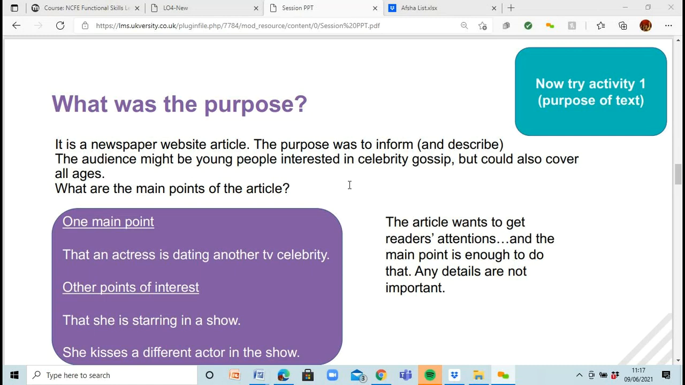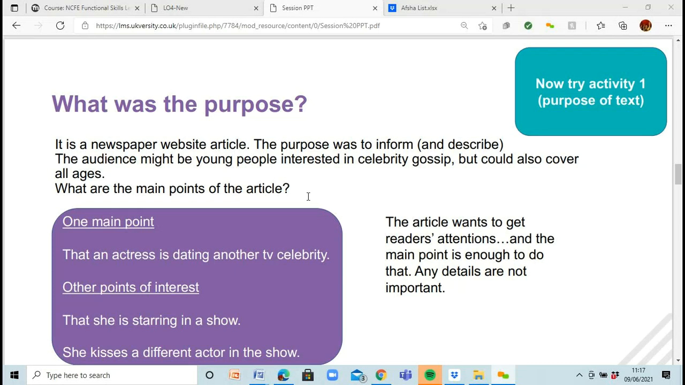The lady, she's actually in another program, and she's going to be kissing another guy in this program as well. So they're just giving you a bit of fluff, a bit of celebrity gossip. The audience might be young people who are interested in celebrity gossip, but again, it can be for anyone who just likes the program that they were in. If you like EastEnders, you would want to listen to news about the actors. Same with Holby City or Doctor Who. If you like that program, you're going to want to know what the people that star in it are doing.